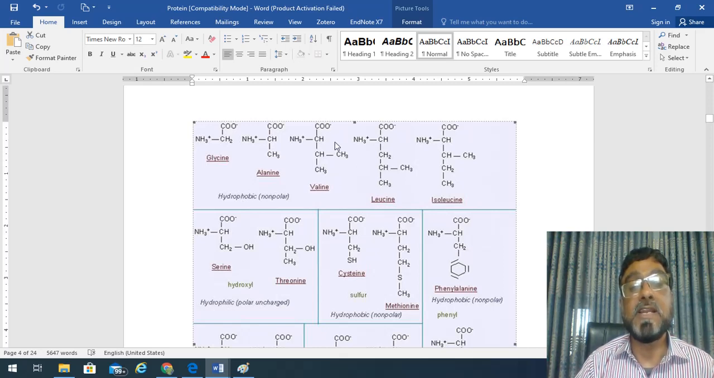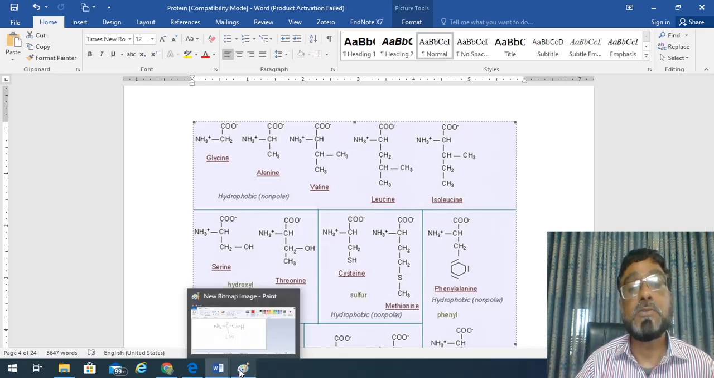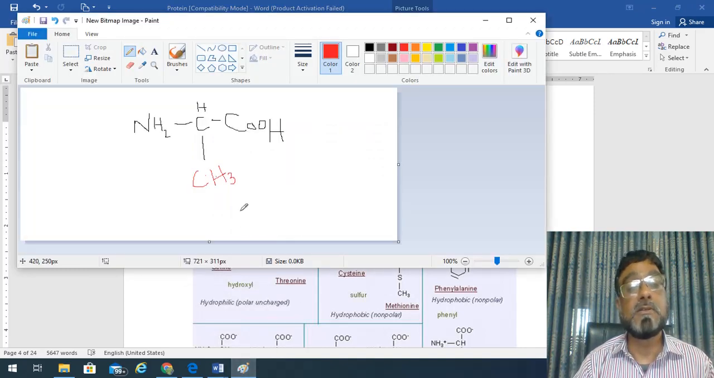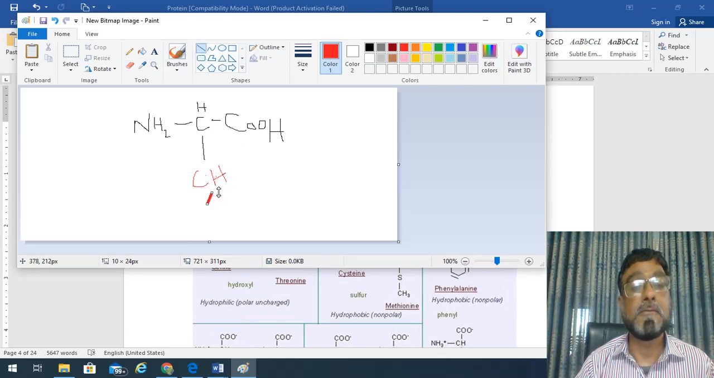Then the valine, it's a branched-chain amino acid. You can see the branching here. You create the branching with CH, then this is the branching, again another branch, and CH3.